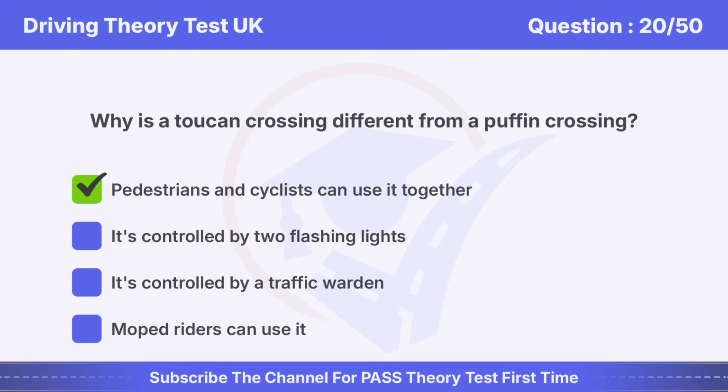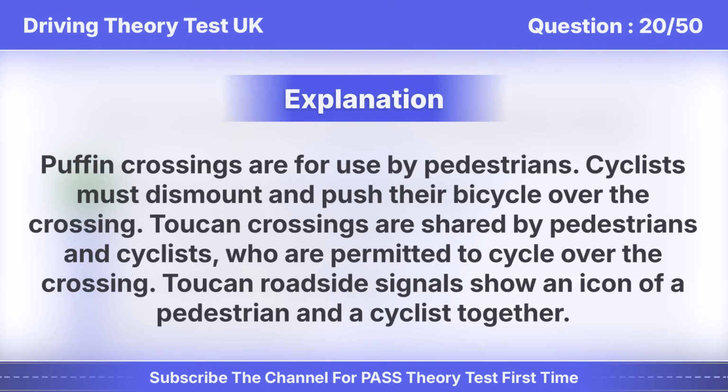Answer is A. Pedestrians and cyclists can use it together. Puffin crossings are for use by pedestrians. Cyclists must dismount and push their bicycle over the crossing. Toucan crossings are shared by pedestrians and cyclists, who are permitted to cycle over the crossing. Toucan roadside signals show an icon of a pedestrian and a cyclist together.